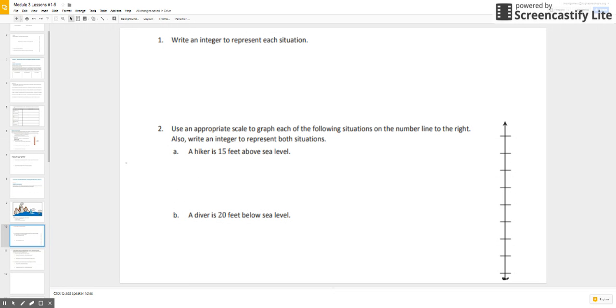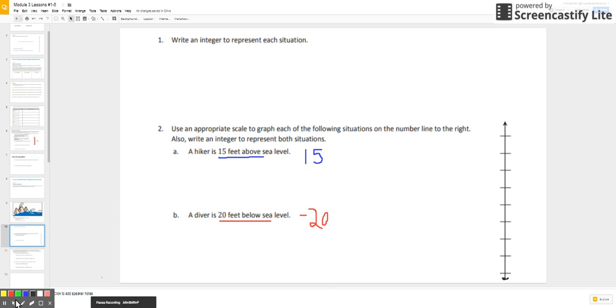All right, so if we look at number 2 here, it says a hiker is 15 feet above sea level. So this is 2A. 2B, it says a diver is 200 feet below sea level. So let's go ahead and write the integers in for what they represent before we put them on the number line. So the hiker is 15 feet above sea level. So 15 feet above sea level, hopefully you know, is positive 15. And we look at the next one. It says a hiker is 20 feet below sea level. Below sea level means negative, and of course the 20 would be the same.